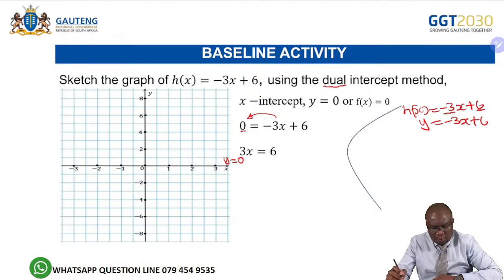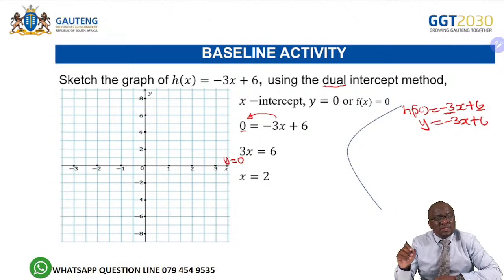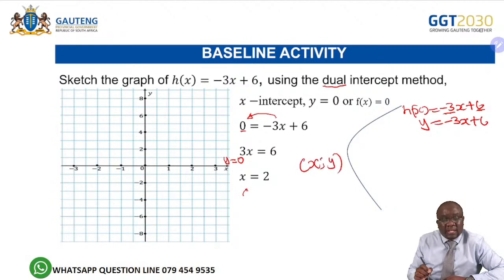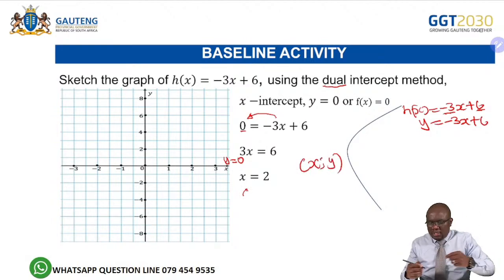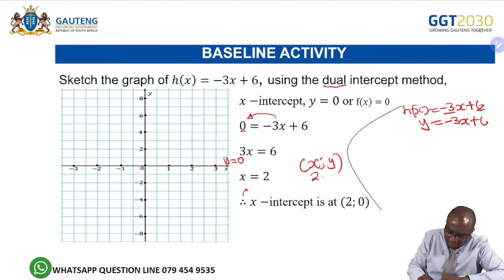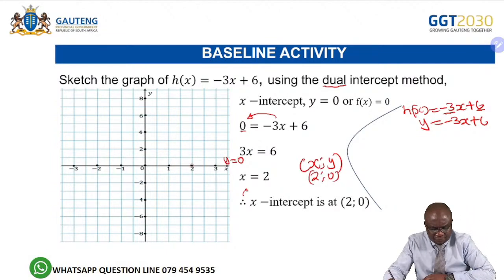Divide by 2 on both sides of the equation, we get that x is equal to 2. Then what are the coordinates of the x-intercept? It's going to be (2, 0). Remember the ordered pair: we start with the x followed by the y. If y is 0, x is 2. So our coordinates for the x-intercept are (2, 0). 2 for x, 0 for y. And then we plot it there.